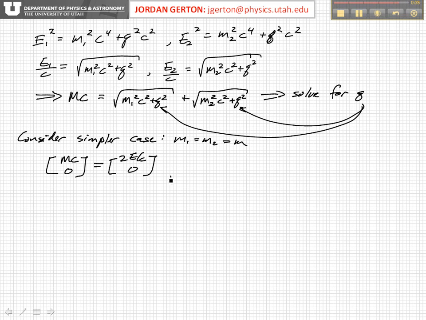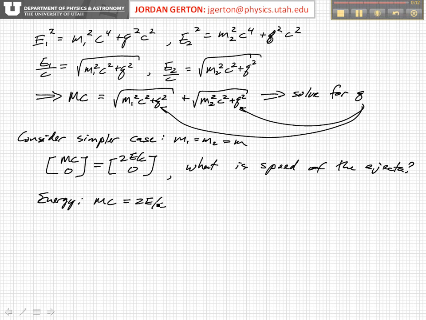Okay, and we can even ask what is the speed of the ejecta, for example. All right, and it would be reasonably easy to find that. Basically, you use energy. Mc is equal to 2E over c, where E over c is equal to gamma mc.